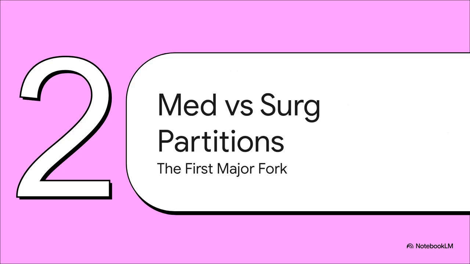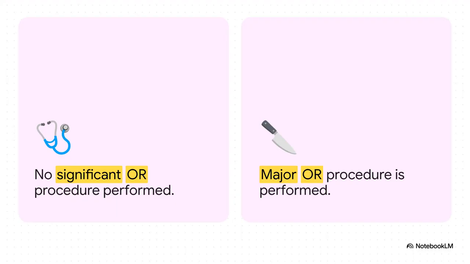Moving on to Section 2, let's look at the first major fork in the road, medical versus surgical partitions. Once the algorithm figures out the major diagnostic category, we hit that fork. And the rule here is incredibly powerful. If a procedure is on the chart that meets the official CMS definition of a major operating room procedure, the entire case shifts over to a surgical DRG. If not, it stays on the medical side. As you'll see in a bit, the difference in reimbursement between those two paths is, frankly, staggering.